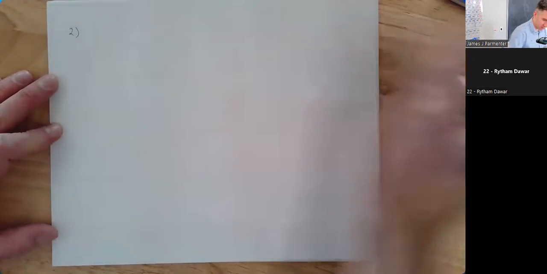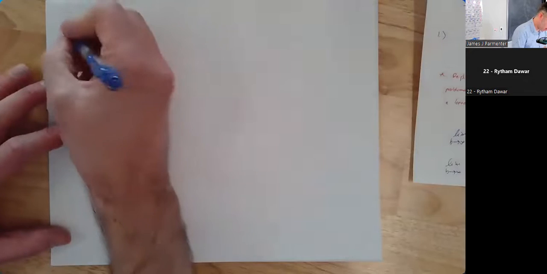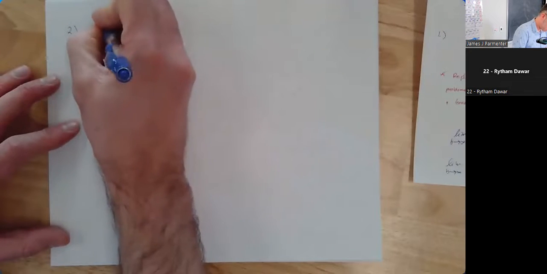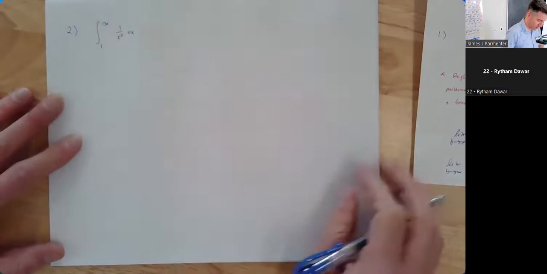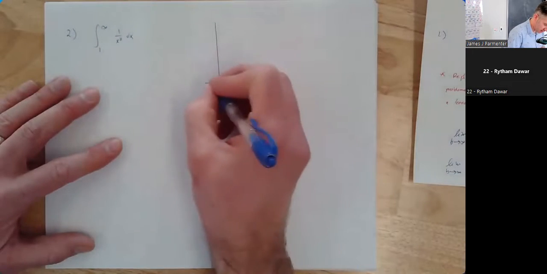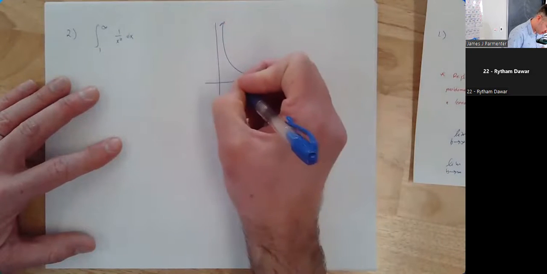So as we'll see in this next example, the second classic example, the integral from 1 to infinity of 1 over x squared, we can do the same sort of thing. Similar idea: you've got your 1 over x squared looking like this.